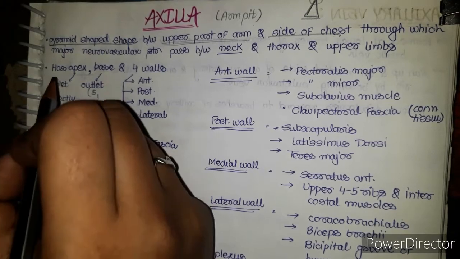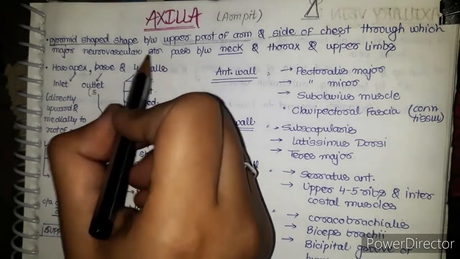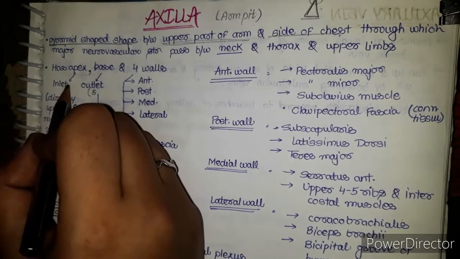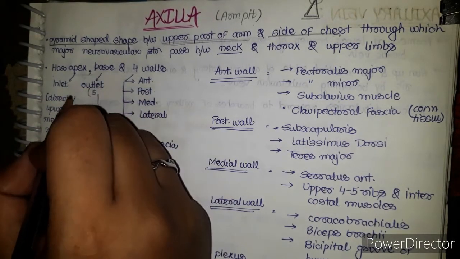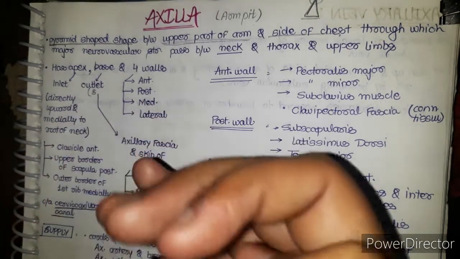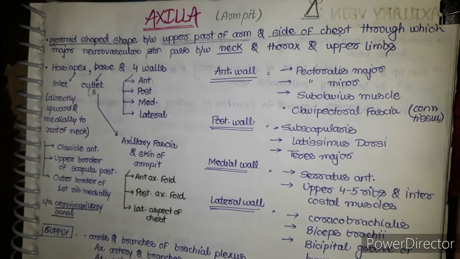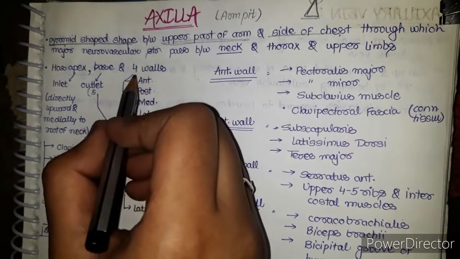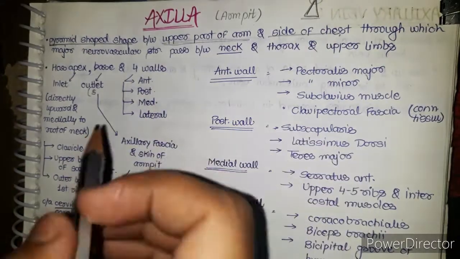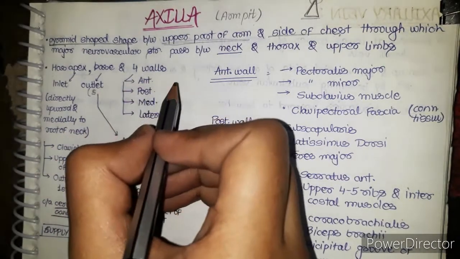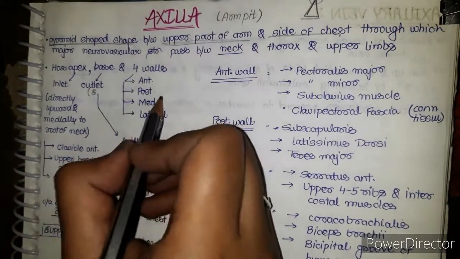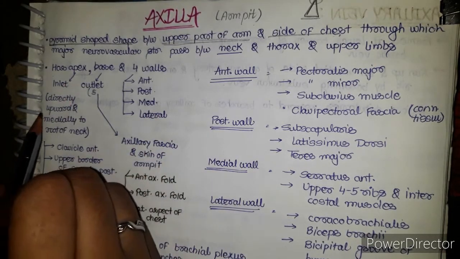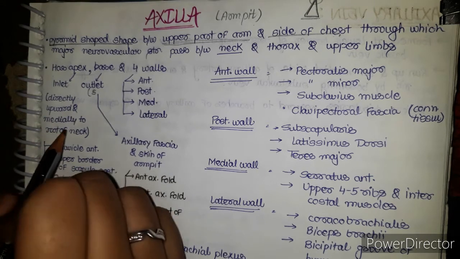Why is it known as the inlet? Because the neurovascular structures like arteries, veins and nerves enter through this apex. Now we have the base. The base is the outlet, through which the structures exit the axilla. Sorry for the disturbance guys, now getting back to the topic. The axilla has 4 walls: anterior wall, posterior wall, medial wall and lateral wall. The inlet is directed upward and medially to the root of the neck.